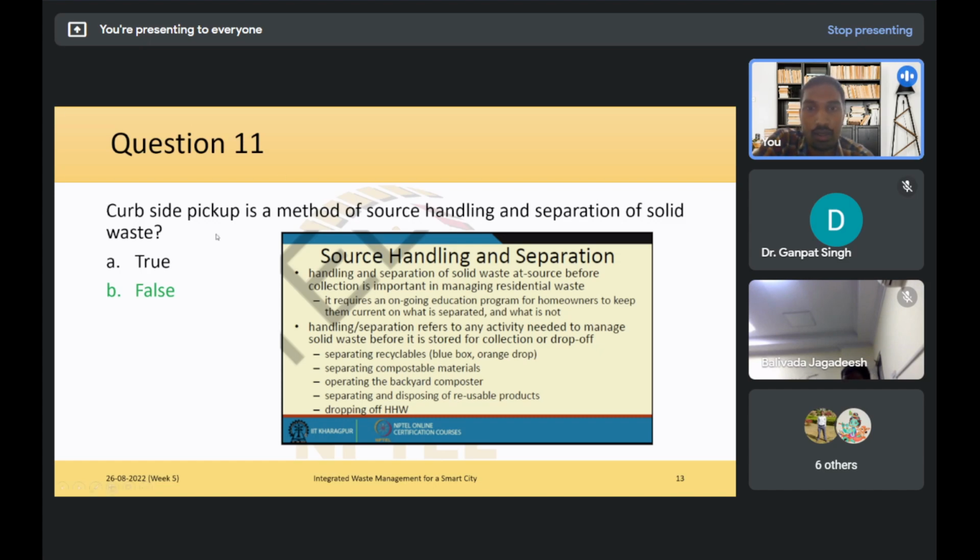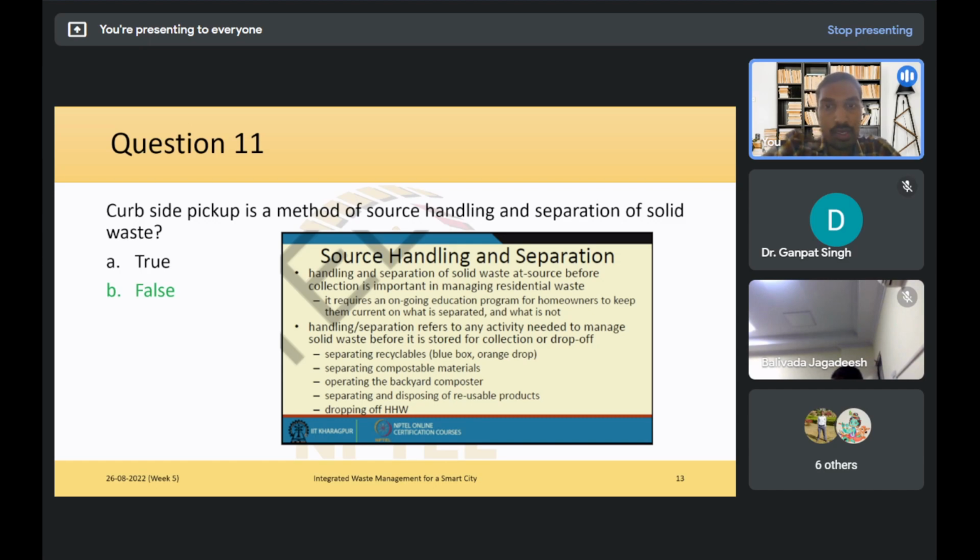All these are the different methods in which we could handle and do separation at the source level. Whereas when we talk about curbside pickup, it is a method of how we are going to collect it. So what are the different methods? One is curbside pickup, where the people from the waste management system will come and take your waste from the curbside, which is outside your home. Or the other method is you could go and put it in a particular location where different houses will have their waste dumped, and from that single location it will be collected.